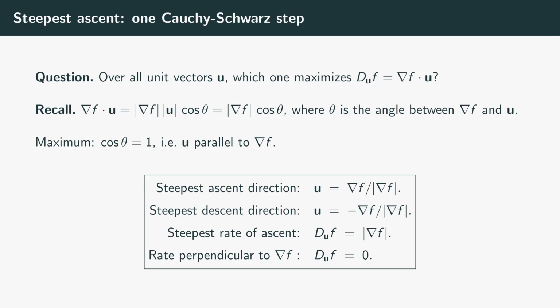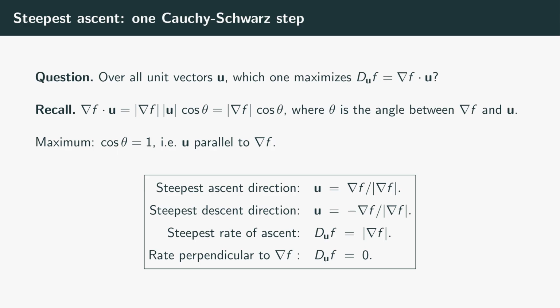It maxes out at 1 when theta is 0, that is, when u points in the same direction as del f. It bottoms out at -1 when theta is pi, that is, when u points opposite to del f. And it equals 0 when theta is pi over 2, that is, when u is perpendicular to del f. Four facts, all in one line of Cauchy-Schwarz.